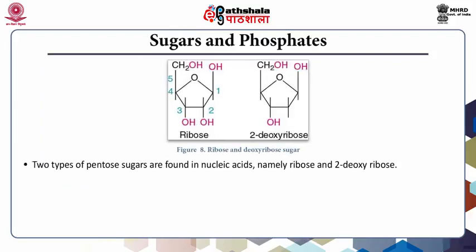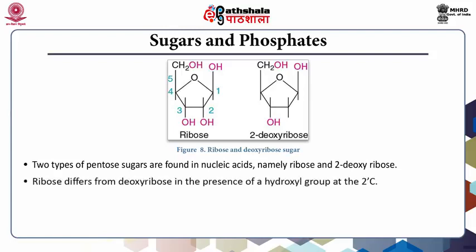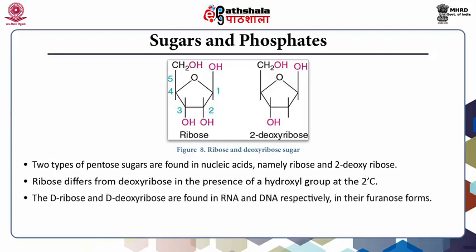Two types of pentose sugars are found in nucleic acids, namely ribose and 2-deoxyribose. The carbons in the ribose sugars are numbered according to the convention shown in the figure. Ribose differs from deoxyribose in the presence of a hydroxyl group at the 2 position. The structures of both ribose and deoxyribose are shown in the figure. D-ribose and deoxyribose are found in RNA and DNA respectively. These are found in furanose forms.